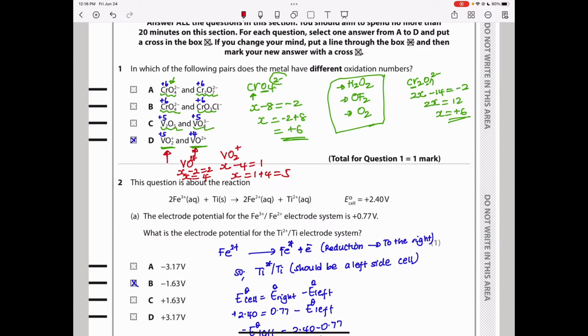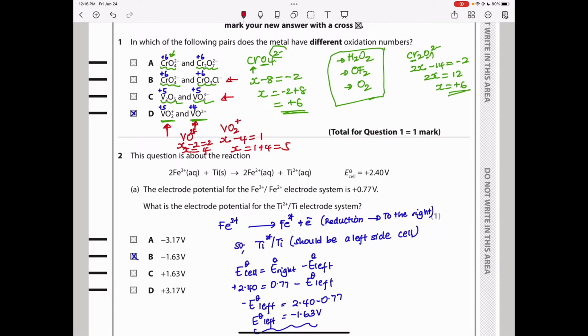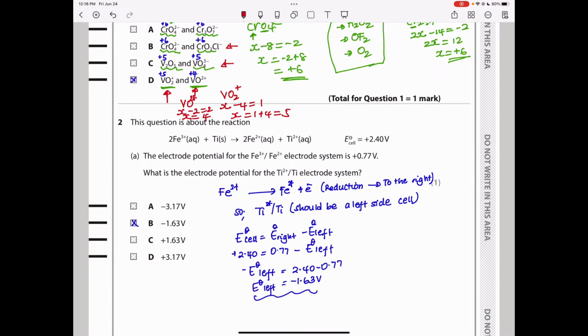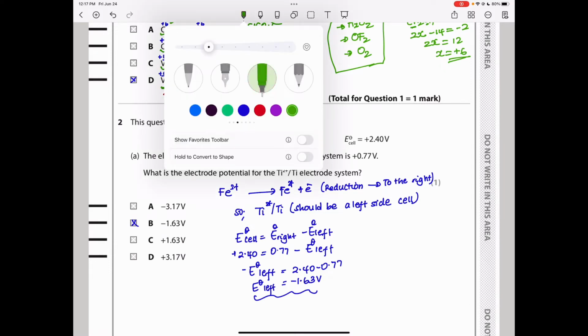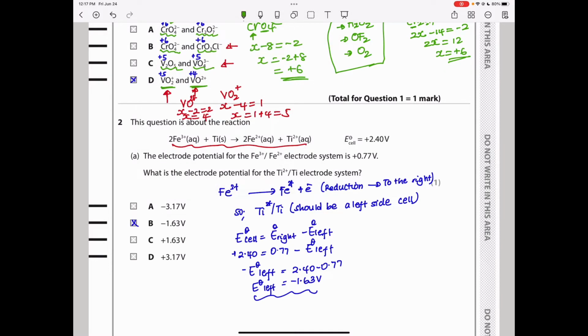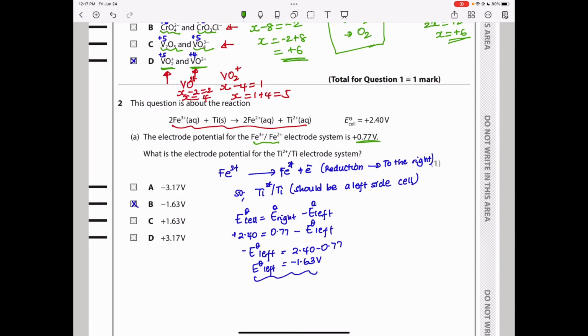You can apply that to the answers in B, this part here, as well as that part. So question 2 says, this question is about the reaction. So we have this reaction here. Let me use another color. And they say the electrode potential for the iron 3, iron 2 electrode system is that. So they ask, what is the electrode potential for the titanium to titanium electrode system?